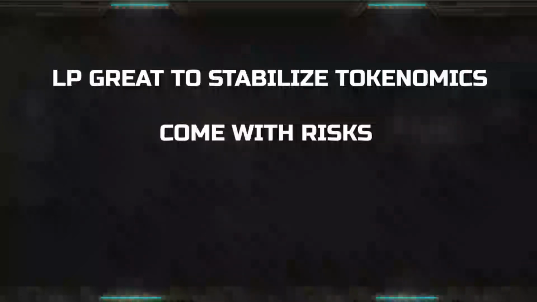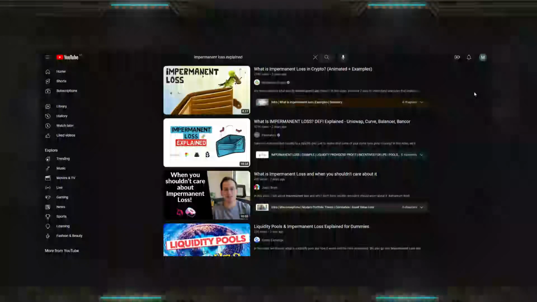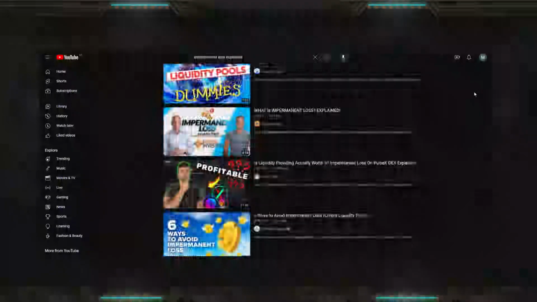Finally, you should know that while liquidity pools greatly help to maintain the tokenomics of NBM, they also come with risks. One of the main risks associated with liquidity pools is called impermanent loss, which occurs when the price of one token in the pool changes significantly compared to the other token. This can result in liquidity providers losing value compared to holding the tokens on their own. There are many examples online, and if you understood how liquidity pools work, you will quickly grasp the concept of impermanent loss.